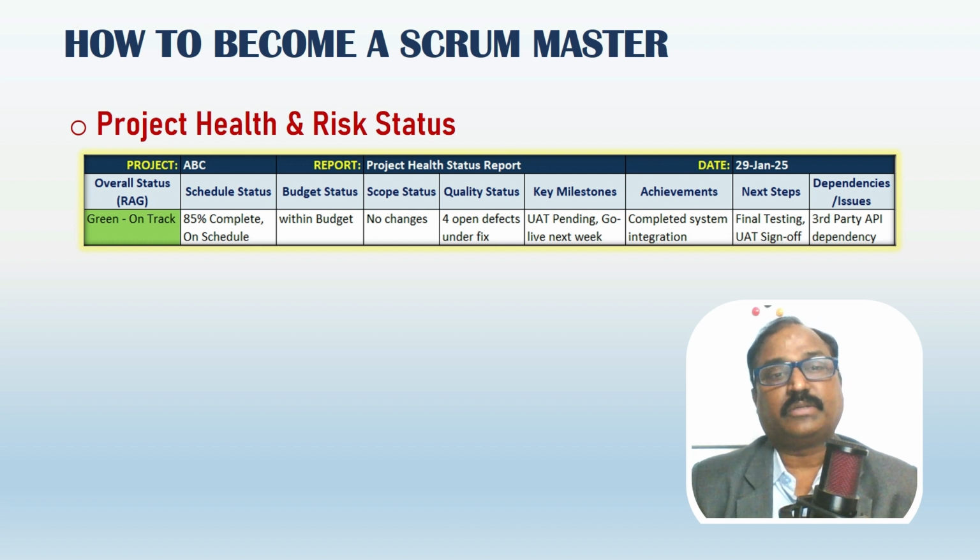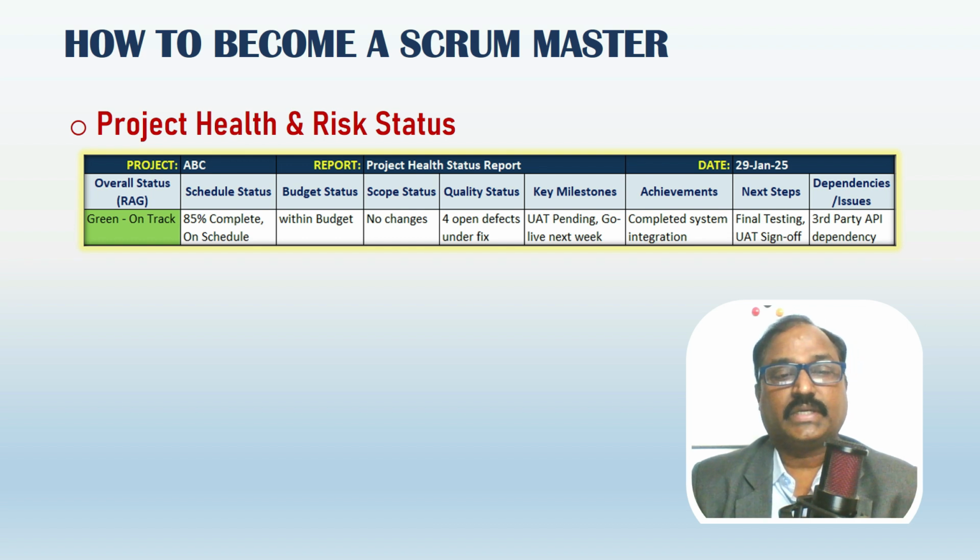Green means on track, that means within budget, on schedule, scope in control. Amber means some issues and risks are there but manageable. Red means major issues that may impact reaching deadlines and may impact the budget. So immediate attention is required.